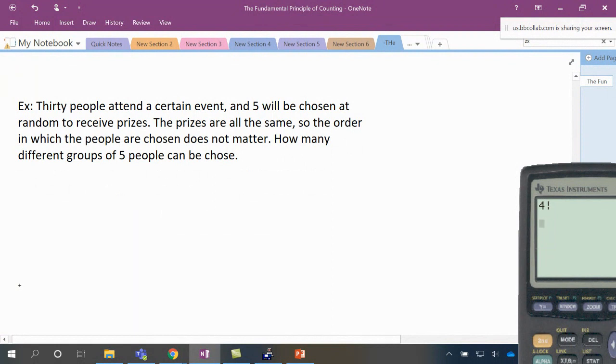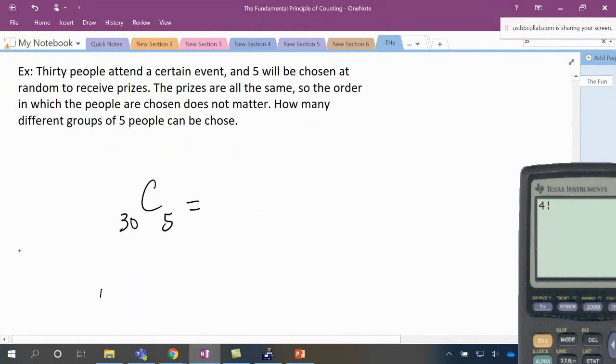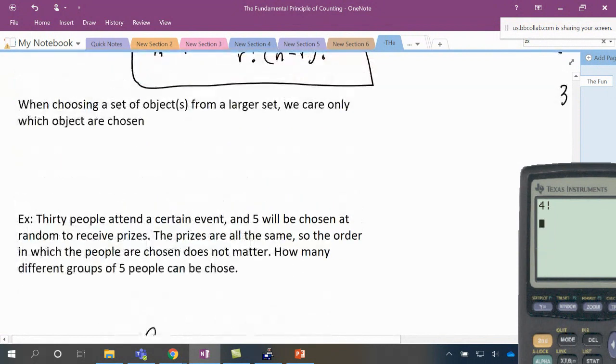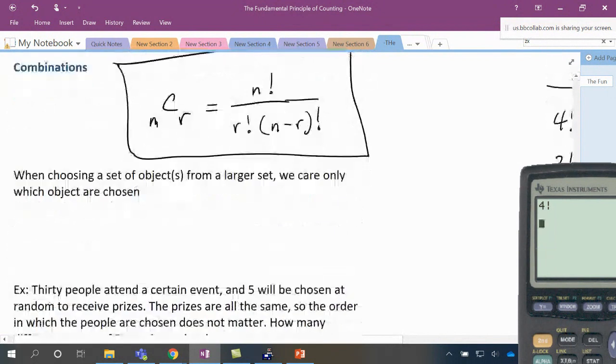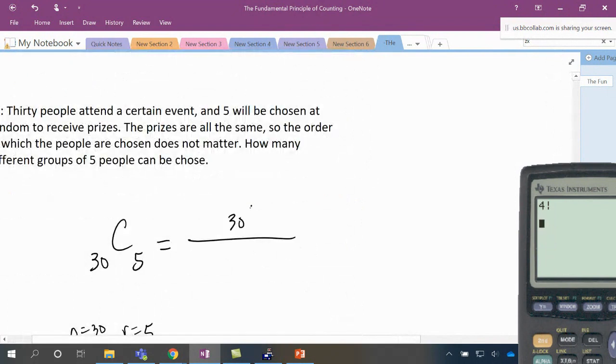Well, we will set up a combination. We have a total of 30 people, and out of those 30 people, we want to choose 5. So n is going to be 30 in our formula, and r is going to equal 5. Following that out using the combination formula, we have 30 factorial divided by 5 factorial times 30 minus 5 factorial.